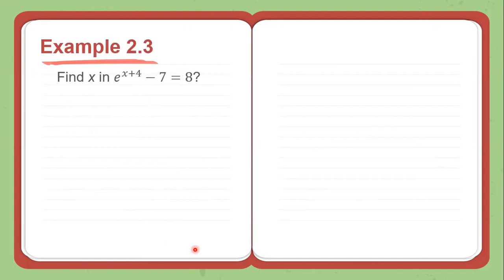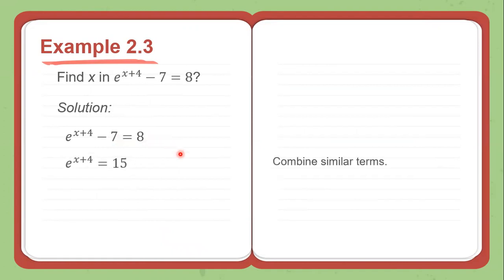For our last example for method 2, we have to find x in e raised to x plus 4 minus 7 is equal to 8. As we can see, there's a constant on the left side of the equation. That's why first we have to combine similar terms. Adding 7 to both sides of the equation will yield e raised to x plus 4 is equal to 15. Since we are dealing with the Euler's constant e, instead of using common logarithms, we can use the natural logarithm for our calculations to be easier.